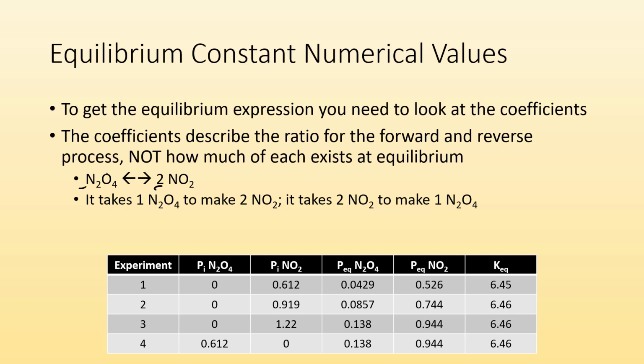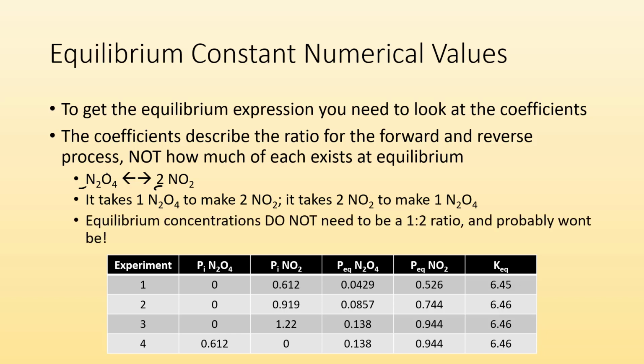In fact, most of the time, it won't follow that pattern. You know, it takes 1 N2O4 to make 2 NO2, and it takes 2 NO2 to make 1 N2O4, but it doesn't mean at equilibrium this is a 1-to-2 ratio at all. And if you take a look at these different experiments, you can see at equilibrium, these are not 2-to-1 ratios at all. In fact, it's like more than a 10-to-1 ratio at equilibrium. So don't get confused with that.